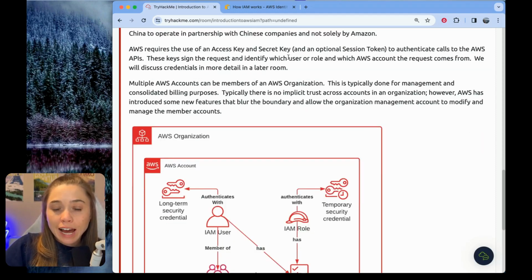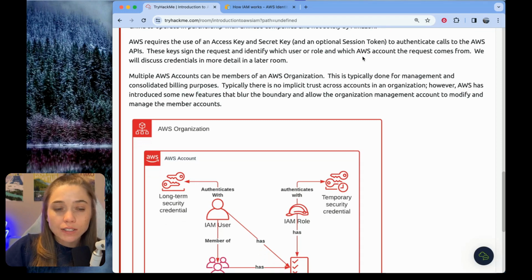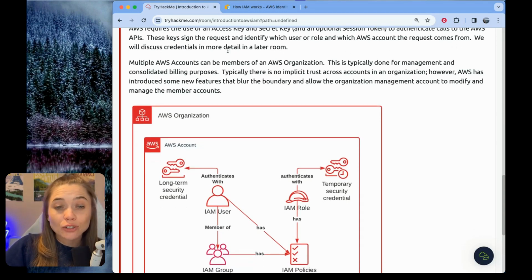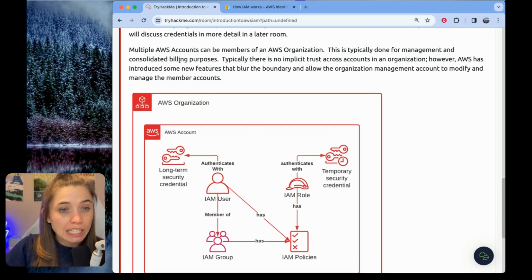This requires the use of an access key and secret key and an optional session token to authenticate calls to the AWS APIs. These keys sign the request and identify which user or role and which AWS account the requests come from. We will discuss credentials in more detail in a later room, and I bet that is going to be a fun room if I had to predict.